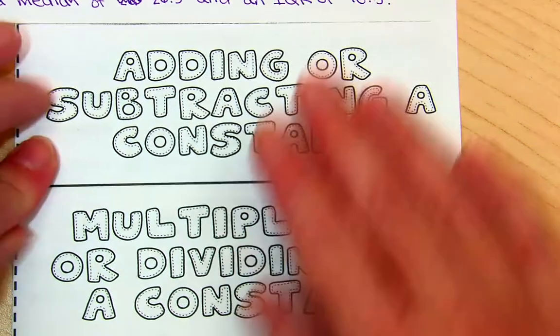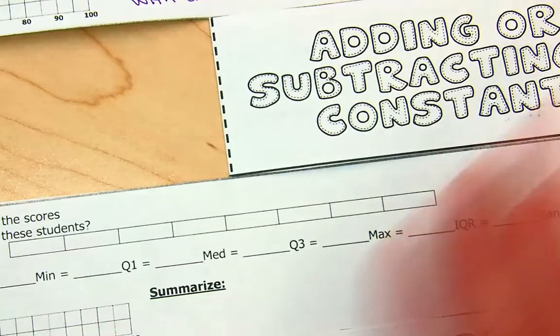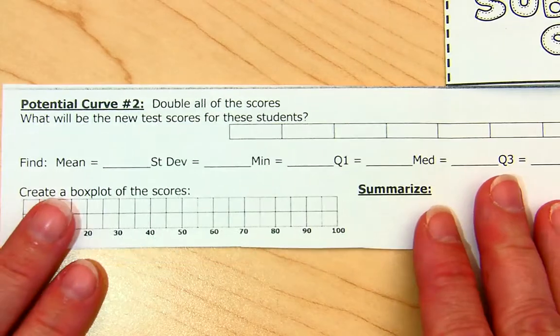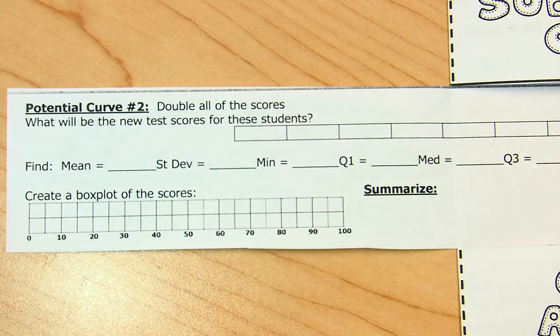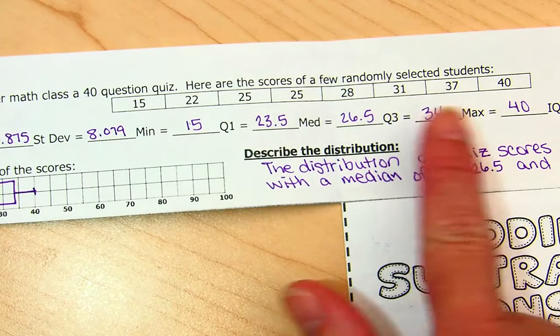Alright, so this next option, this is our potential curve for these scores, is we're going to just double them all. So instead of making it out of 40, we're going to make it out of 80. So we're going to take each of these scores in our original data set and multiply by 2.